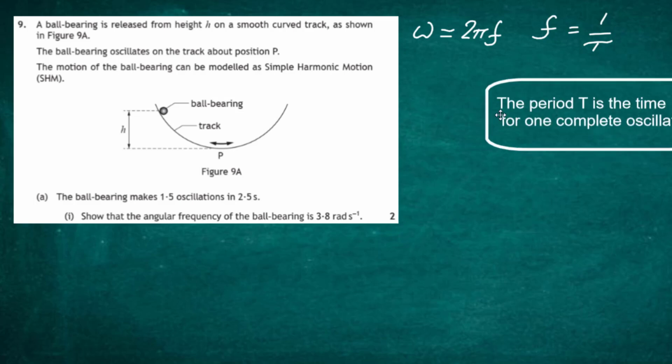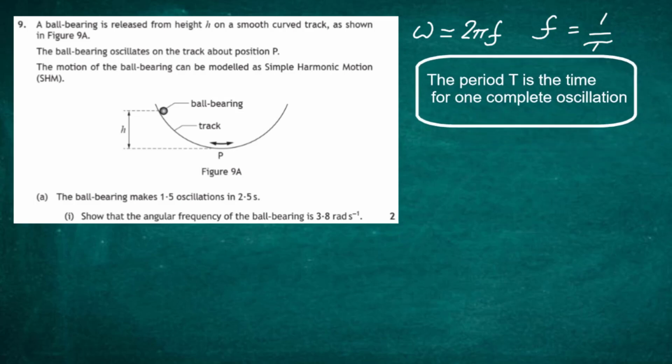And the period t is the time for one complete oscillation. So we can rearrange the formula for the angular frequency as follows. Omega will become 2 pi divided by t. And the units for that will be 2 pi radians divided by t in seconds, so radians per second. So all we have to do is find the period t of this motion, and we're told that 1.5 oscillations will take place over 2.5 seconds.